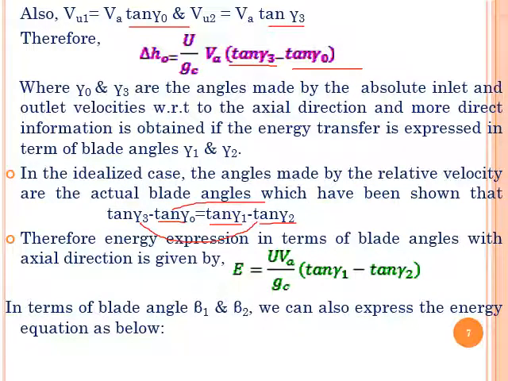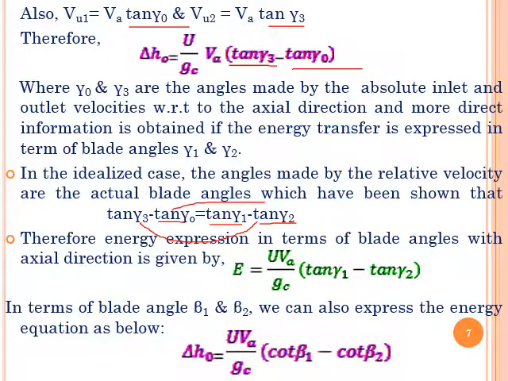So in terms of blade angles beta 1 and beta 2, we can also write this expression for energy transfer or energy equation as below. That is, total enthalpy change delta H naught is equal to U by Gc V of A into cot beta 1 minus cot beta 2.